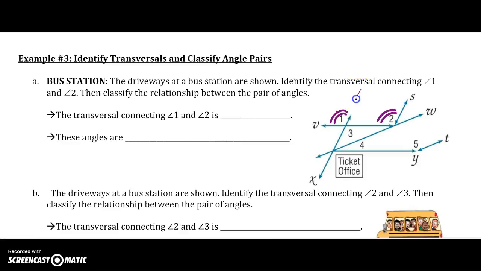So notice my transversal, remember, is one line that crosses 2 lines at 2 different points. So the transversal line would be line B right here, my transversal line that makes my 2 angles. And those 2 angles are, well, one's exterior and one is interior. So I'm going to say those are corresponding.